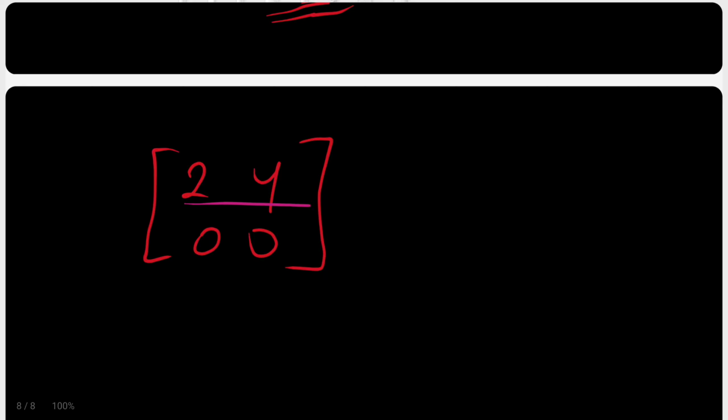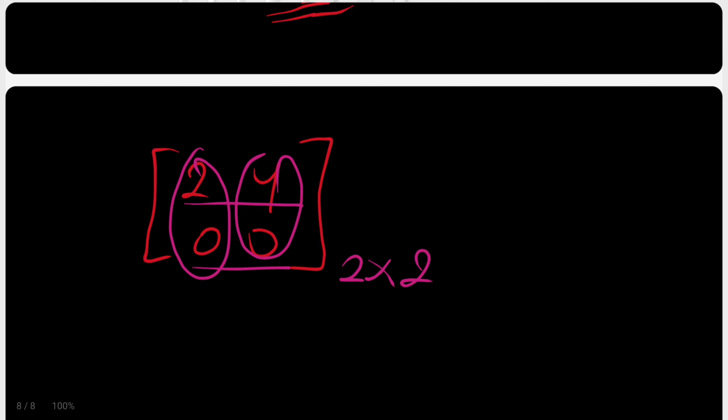Suppose I ask you, let's take the example [2 4; 0 0]. Is it a square matrix? Let's count. The number of rows: 1, 2. 2 rows are there. We have to write rows first, then columns: 1 and 2, so 2 columns. It means that it is a 2 by 2, or 2 cross 2, matrix. So it is our square matrix.